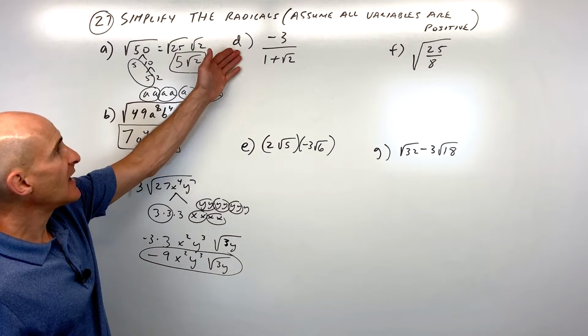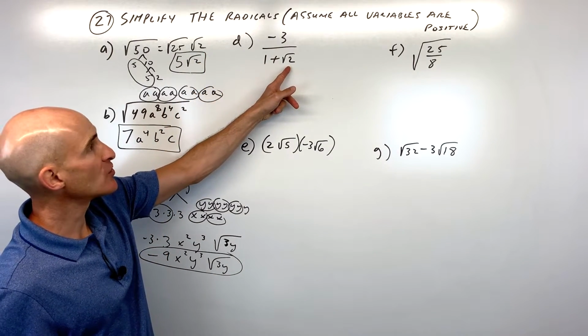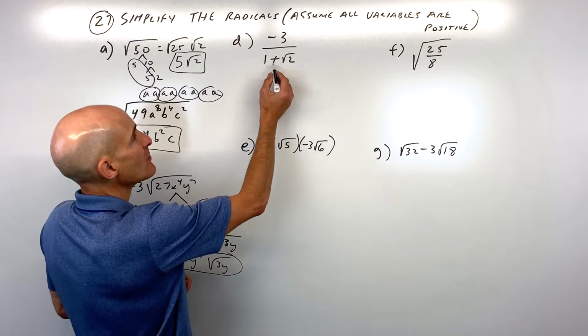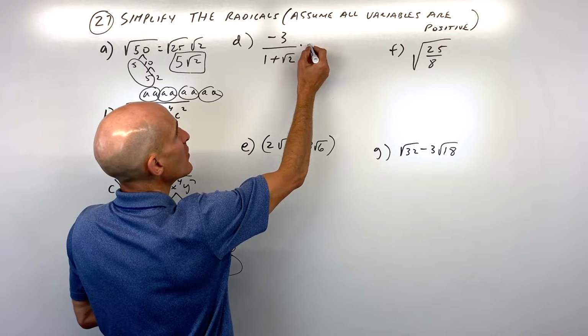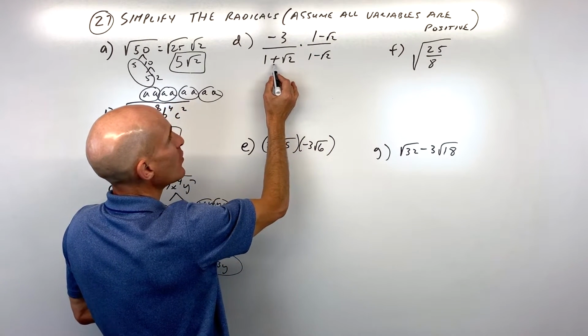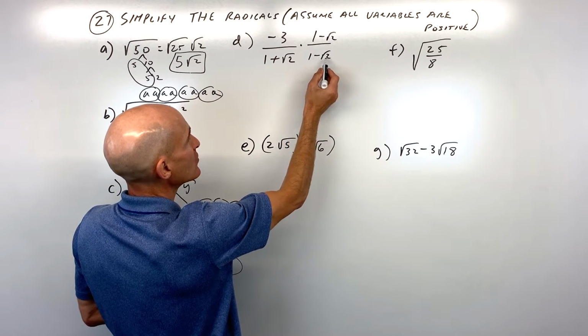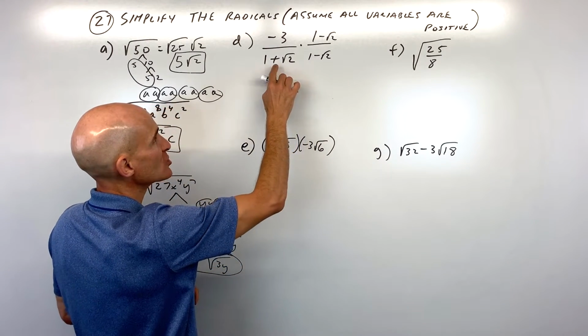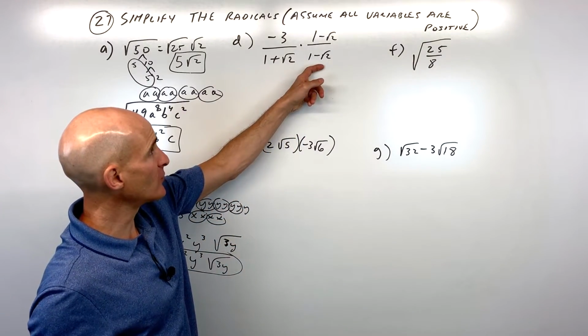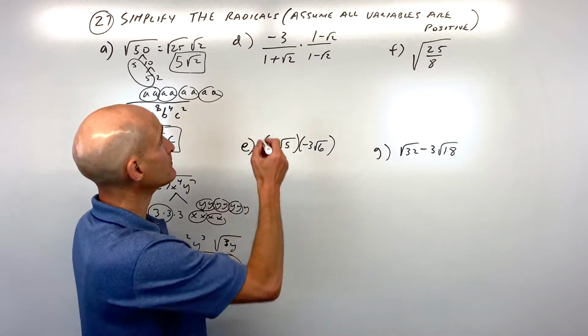Okay, for letter D now, we have a fraction, and notice there's a square root in the denominator. This is considered improper. When it's a binomial like this, what you want to do is multiply by its conjugate. And what is the conjugate? Well, if this was 1 minus square root of 2, I'd multiply by 1 plus square root of 2. If it's plus, this is minus. So you just change that sign that's in between the two terms. That's the conjugate. But whatever you do to the denominator, you want to do to the numerator.